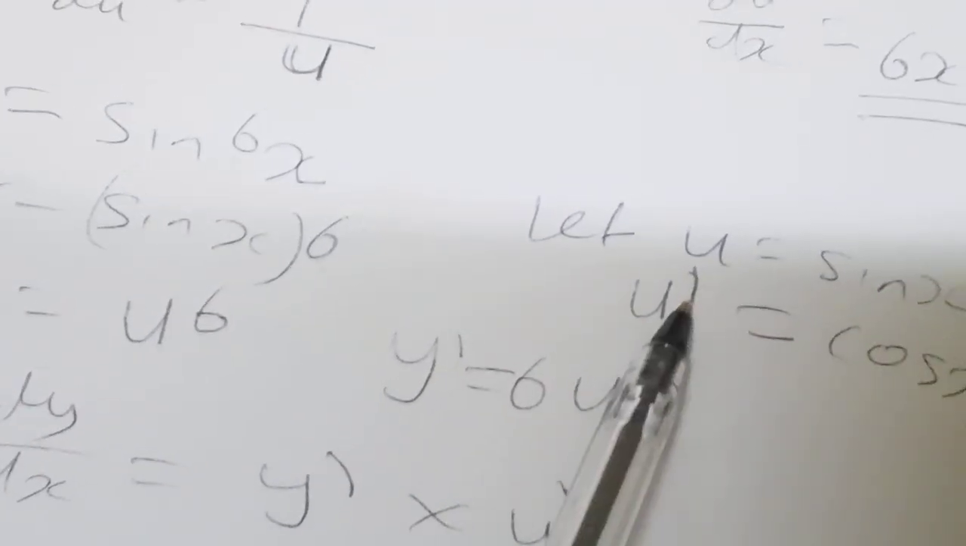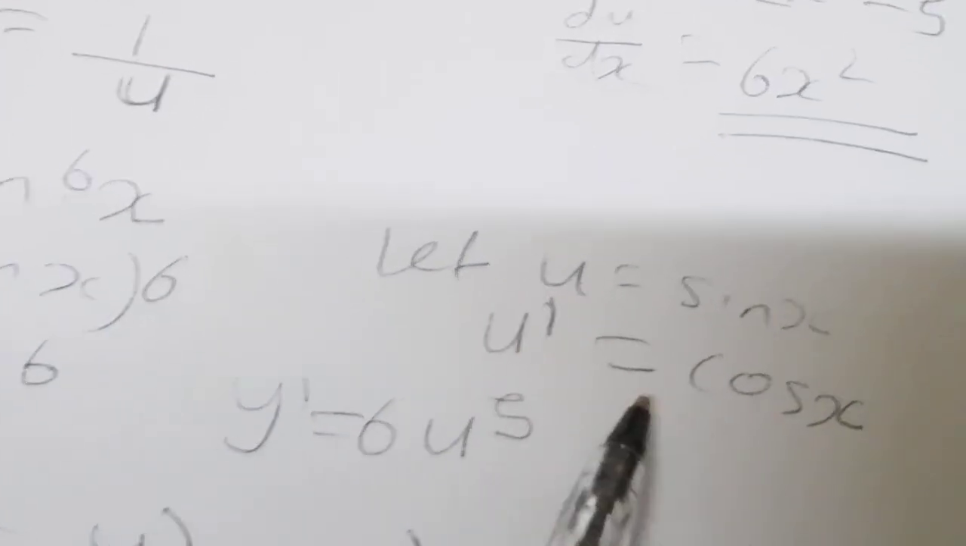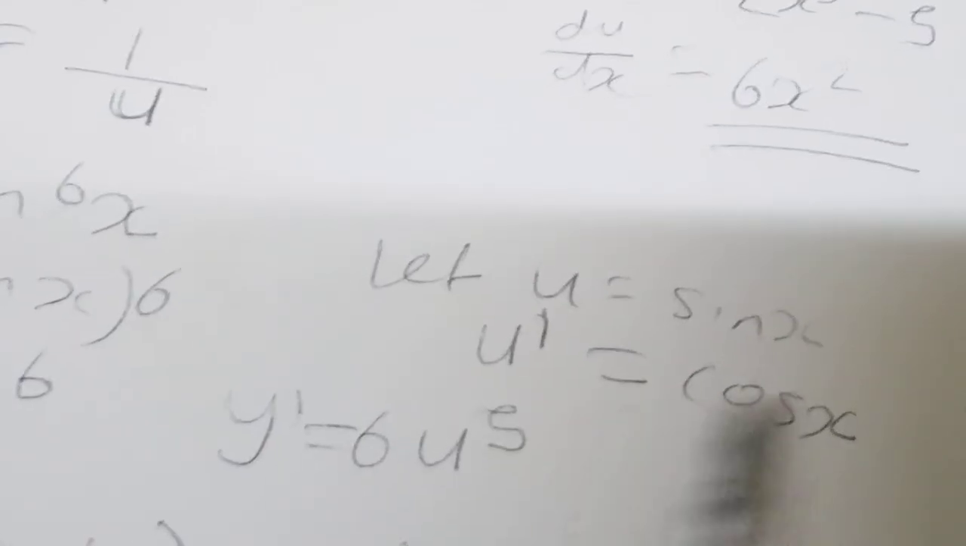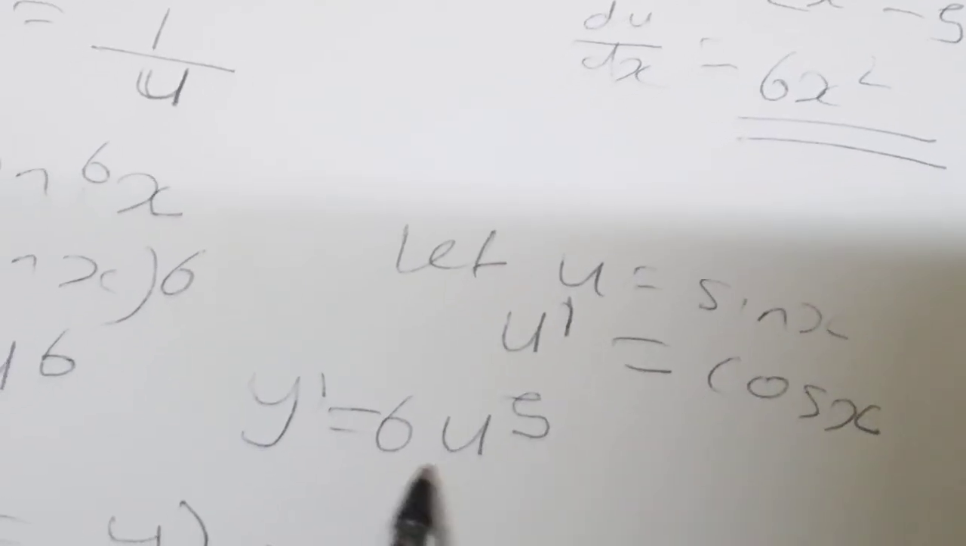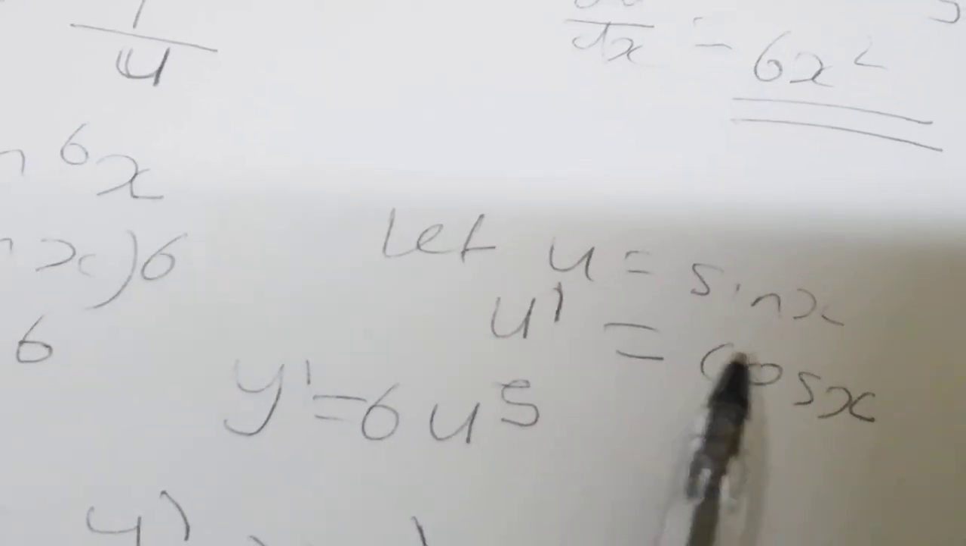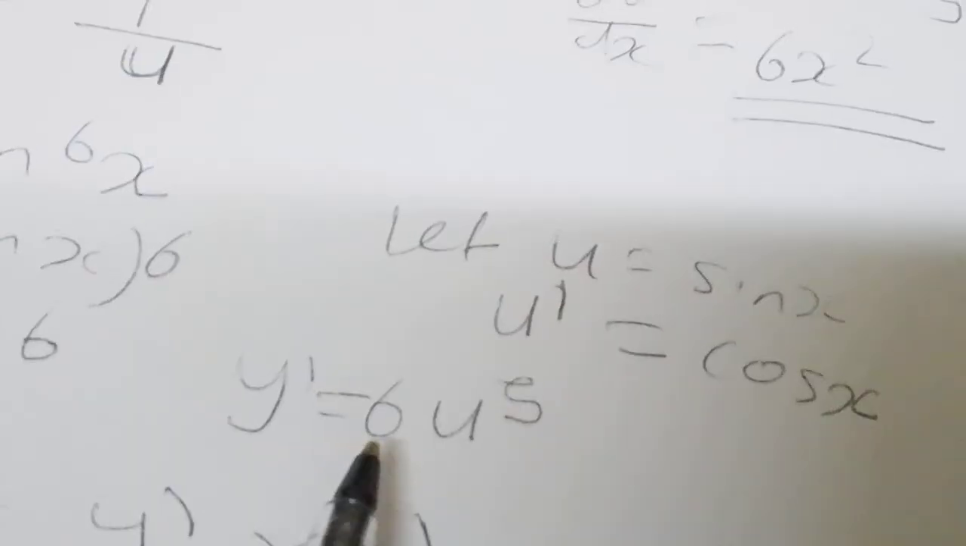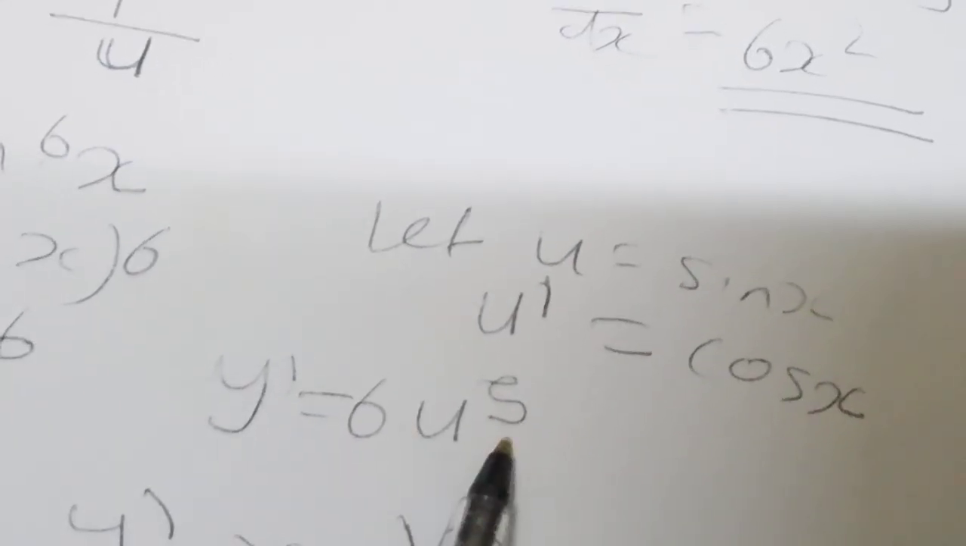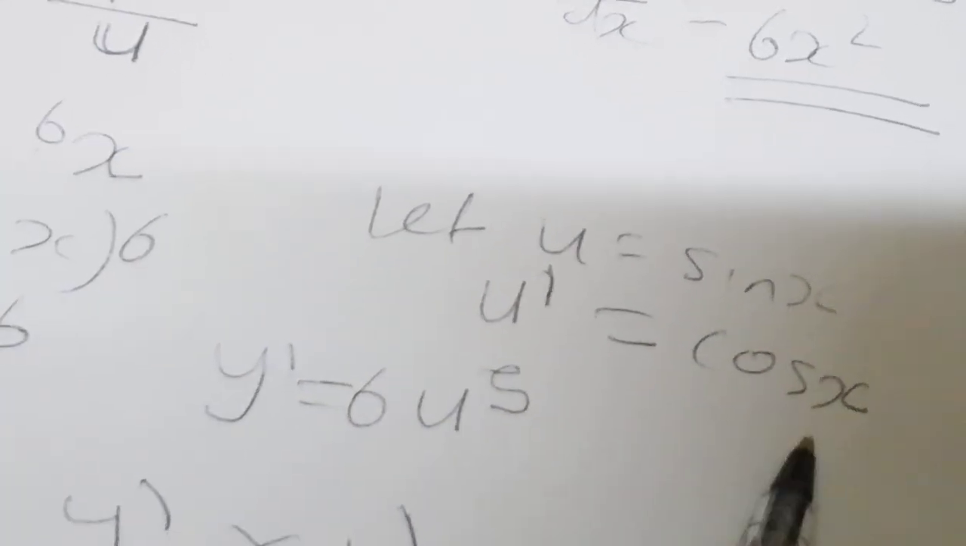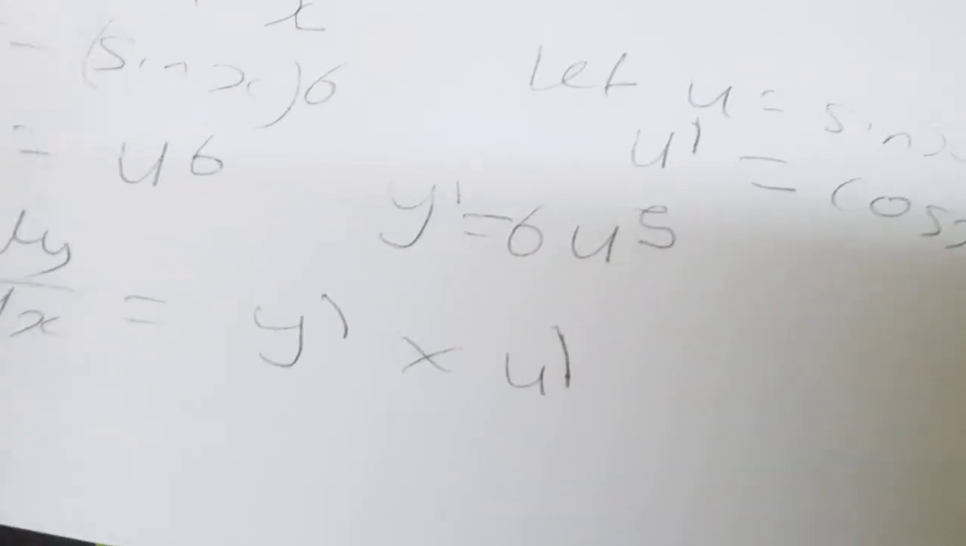You go to part D. Our part D, dy over du is 6u to the power 5. And our u prime, which is du over dx, is cos x. So if you multiply this, you are going to have 6u to the power 5 cos x. Then you recall that our u is sine x, so it will be 6 sine to the power 5 of x multiplied by cos x. You are done with this. This is how you answer questions on the power or the chain rule.